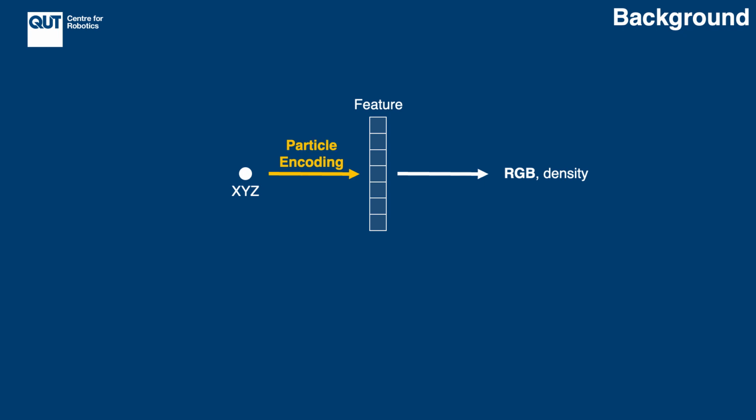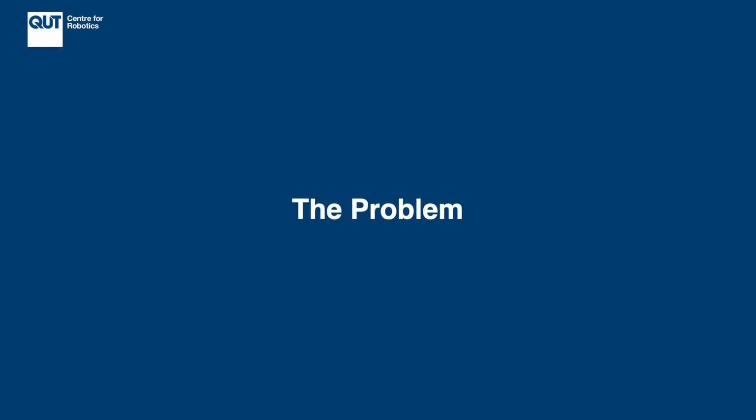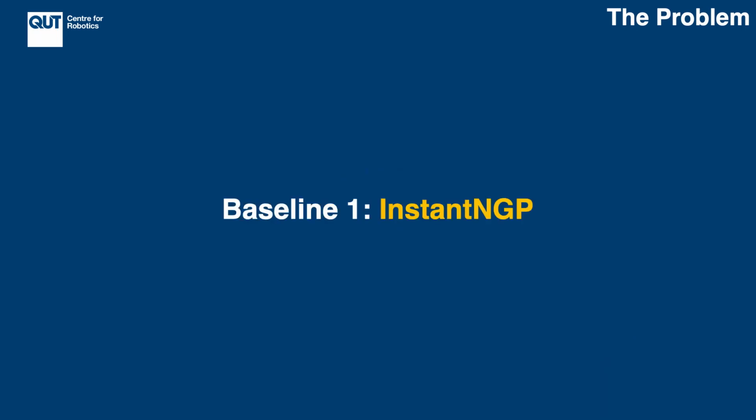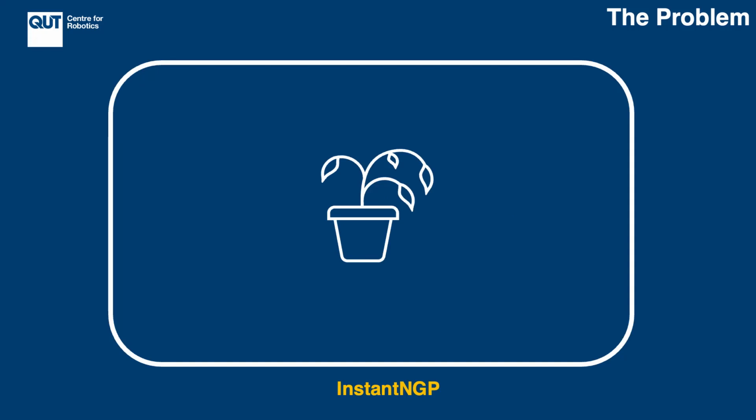ParticleNeRF's contribution is in part a new encoding that is designed to quickly update the radiance field when motion occurs. To observe the problem the online challenge presents to current encodings, consider a radiance field that has already been trained on a scene. We will consider how two candidate encodings for the online setting behave when an object within the scene begins to move. The first encoding we use is known as InstantNGP.